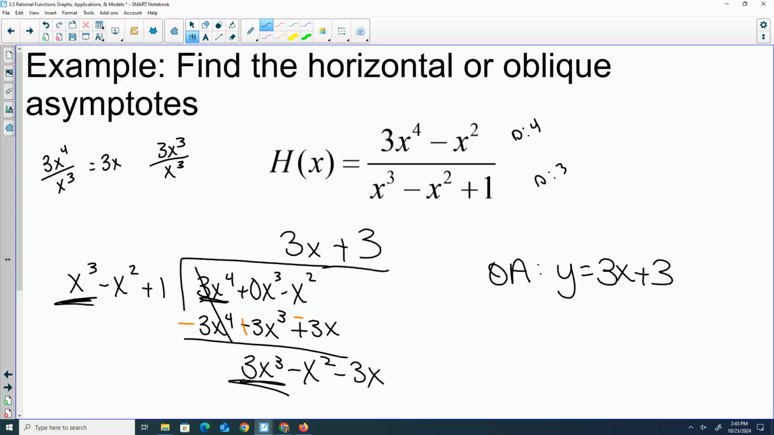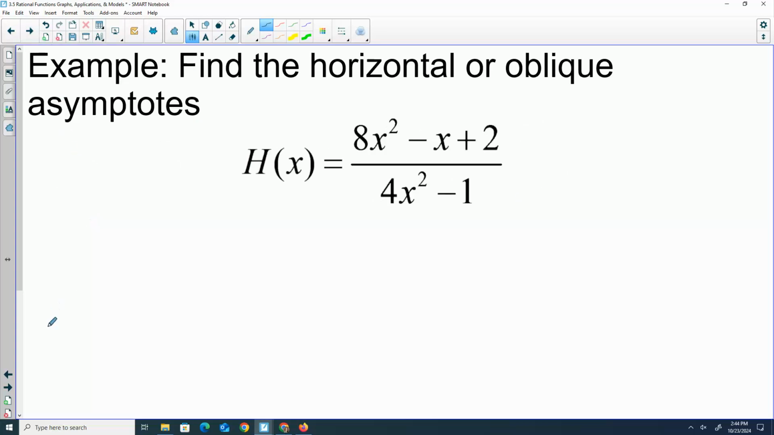All right. So we do the division, but we don't have to finish it. We don't care about the remainder, which then wouldn't be an asymptote that we look at. Okay, so if I look at this one. If I were to set this up.